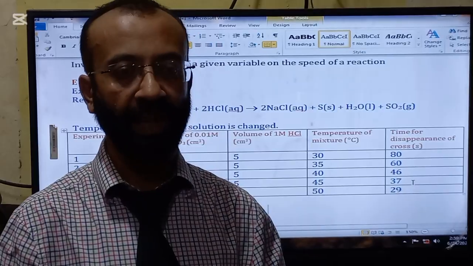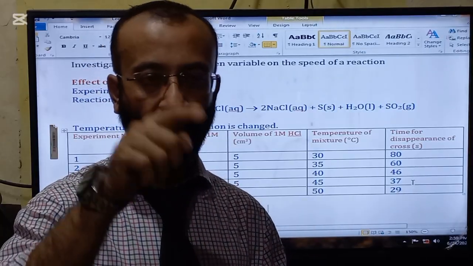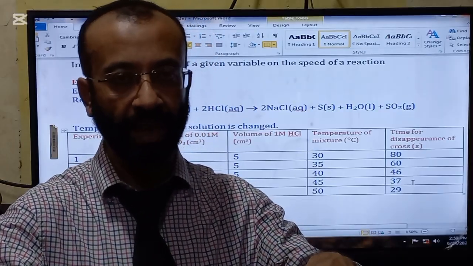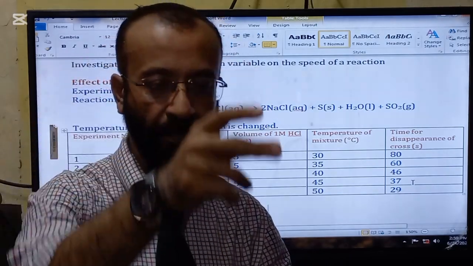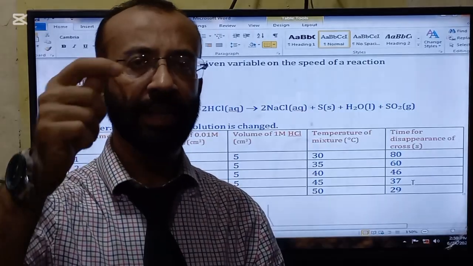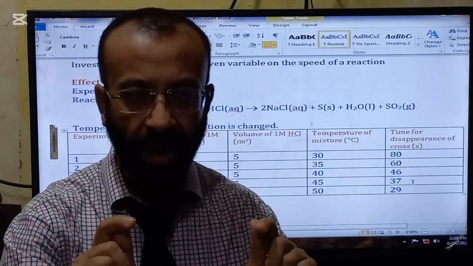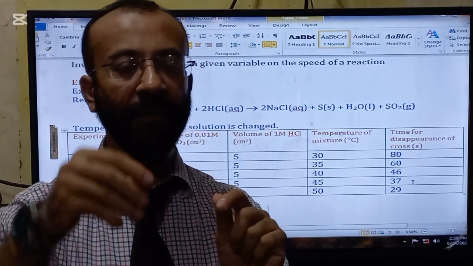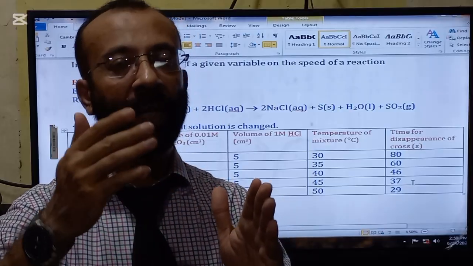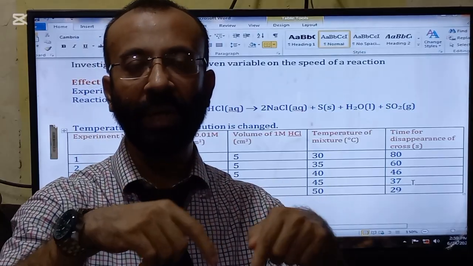The procedure of this experiment will be, first we will make a cross sign on a piece of paper. That piece of paper will be placed on the table, and then a flask will be placed onto the paper. Then a calculated amount of sodium thiosulfate and a calculated amount of hydrochloric acid will be put into the flask. After some time, sulfur will be produced. The function of the sulfur is to make the solution cloudy.